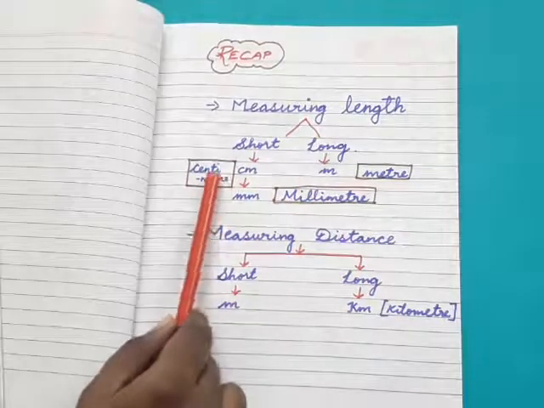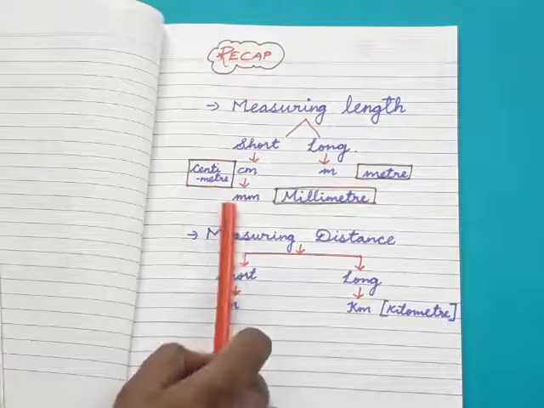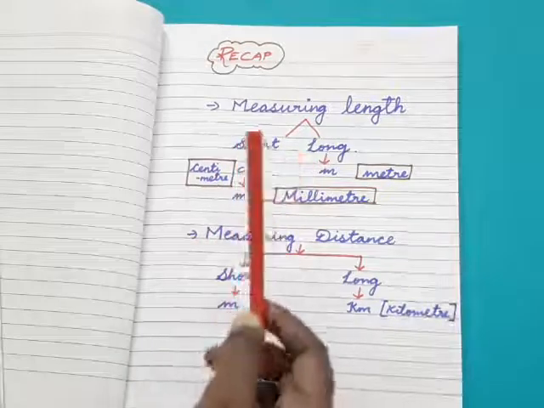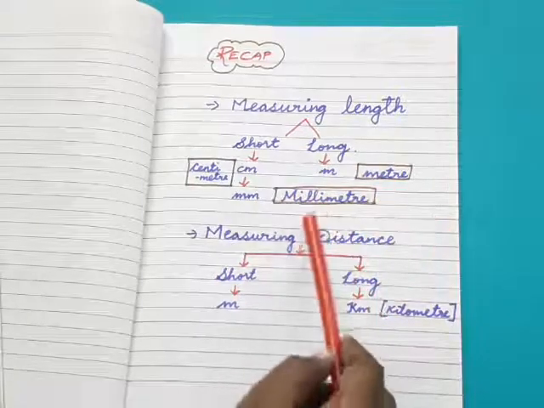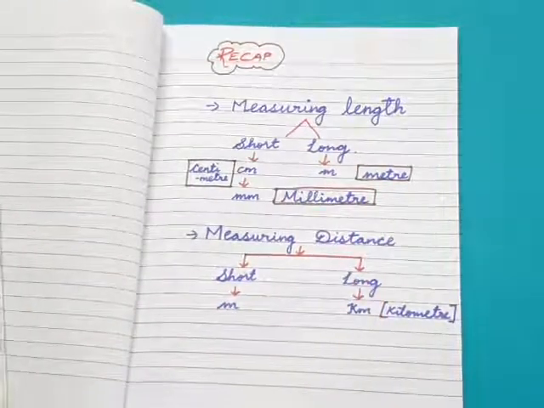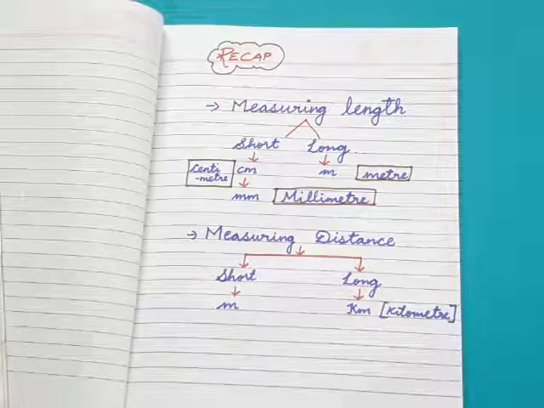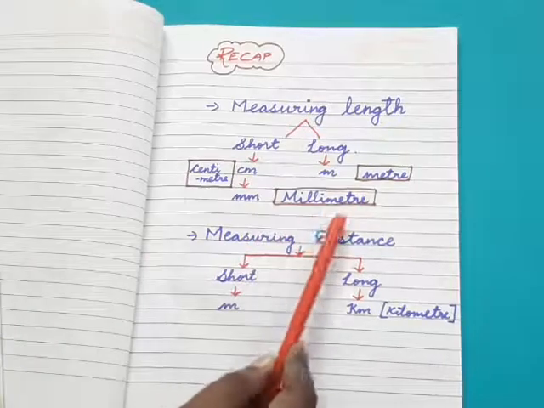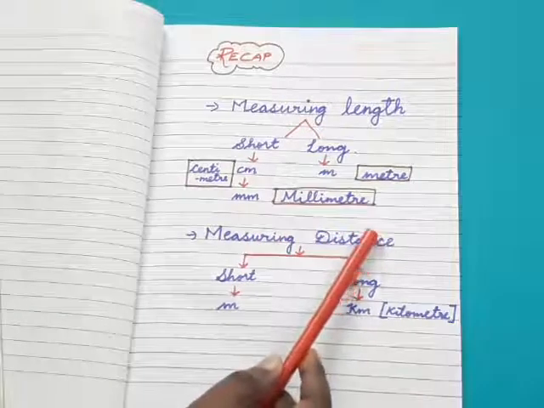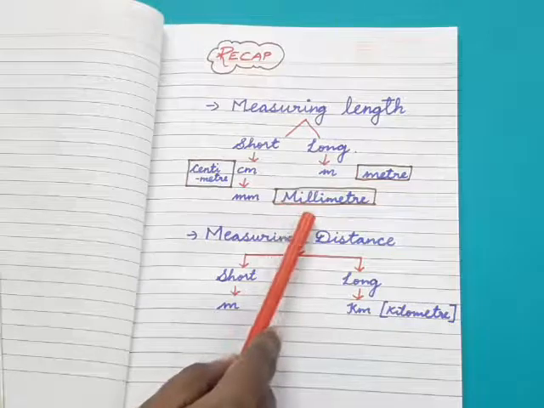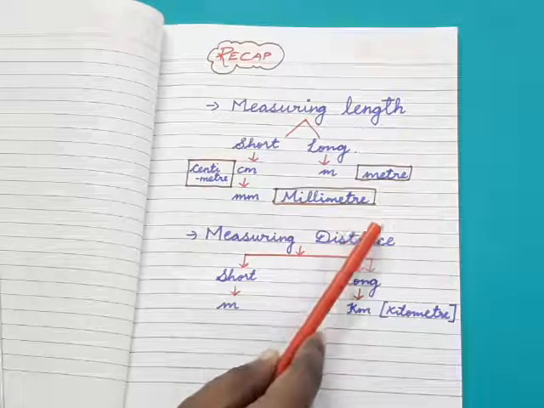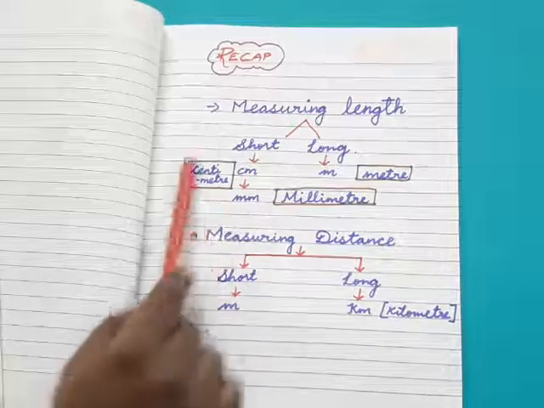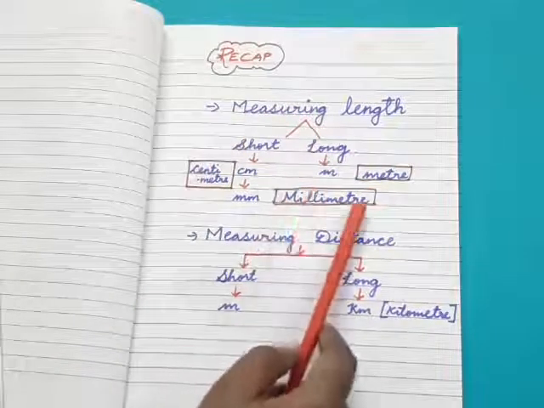This centimeter is divided into 10 equal parts. How many equal parts? 10 equal parts. Each part is known as a millimeter. The spelling of millimeter is MILLIMETRE. The short form of millimeter is mm. This is all we have learnt on measuring length.